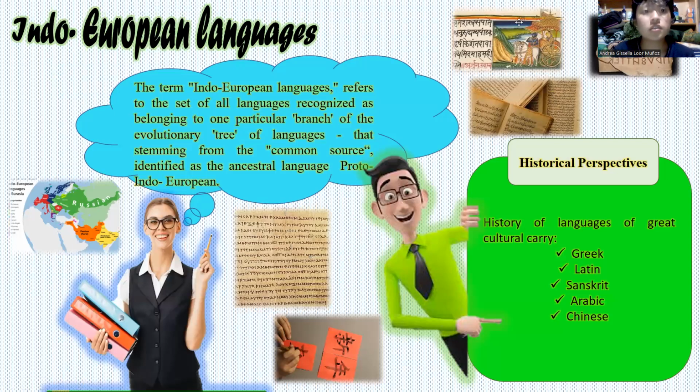Indo-European languages. The term Indo-European languages refers to the set of all languages recognized as belonging to one particular branch of the evolutionary tree of languages, stemming from a common source identified as the ancestral language Proto-Indo-European. Also, we have the historical perspective, the history of languages of great cultural carry: Greek, Latin, Sanskrit, Arabic, and Chinese.